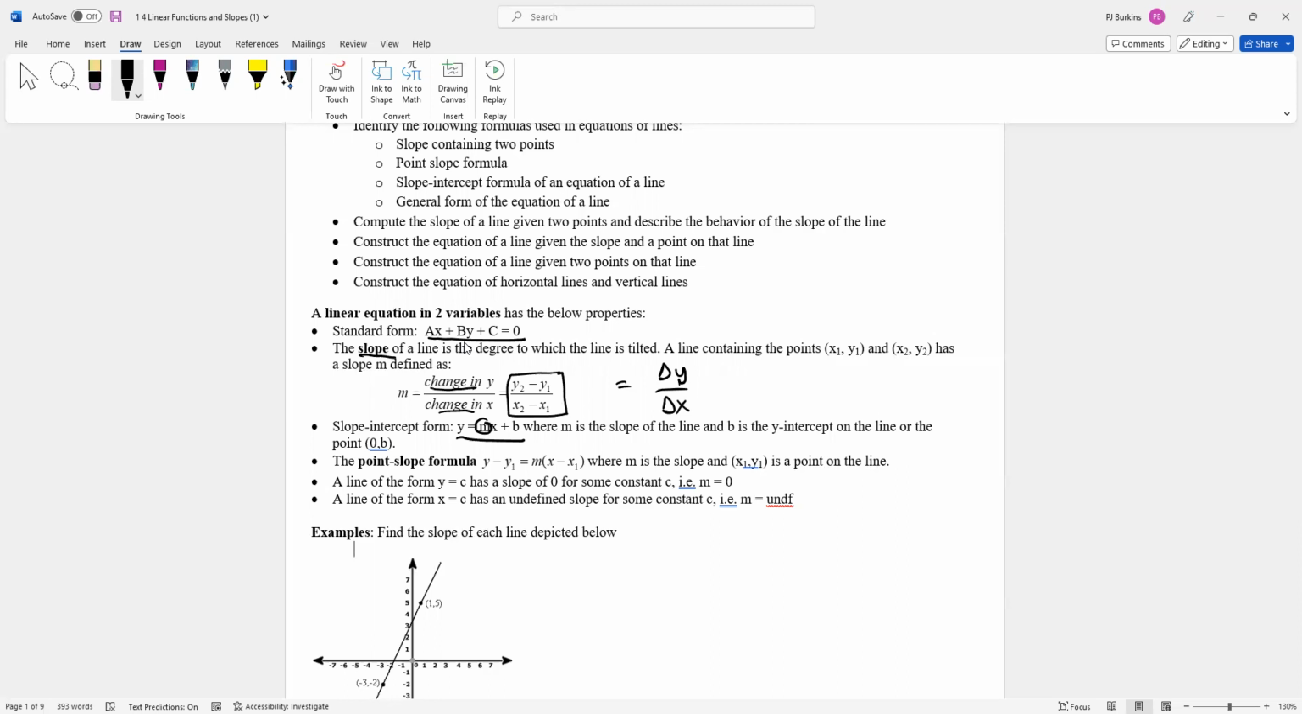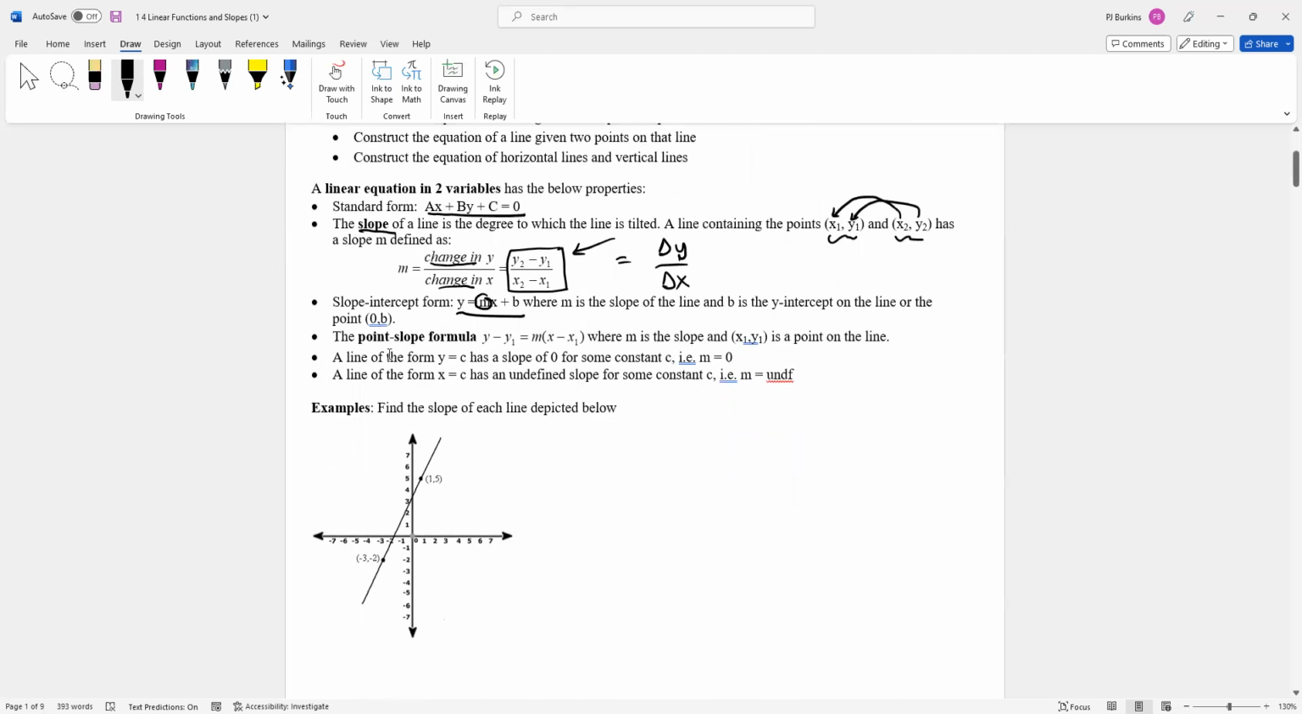The other way is, of course, what I have boxed here, which is the difference between the y values and the x values. So remember, you just have to be careful in the way that you plug them in. So you can call either point x1, y1, and the other one x2, y2. What's important is that you're doing the difference in the same direction, okay? So y2 minus y1, x2 minus x1, or you could go the other direction, right? But you just have to do it consistently, okay?